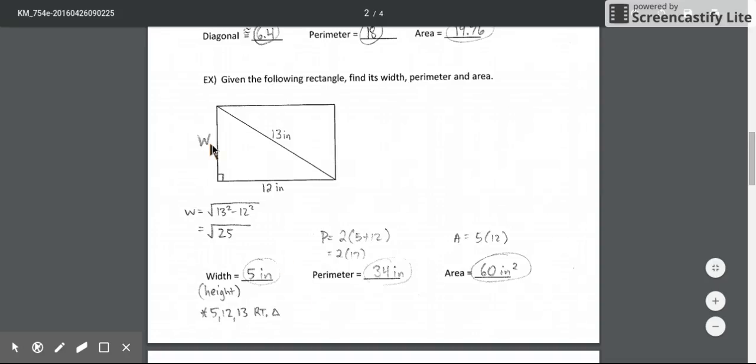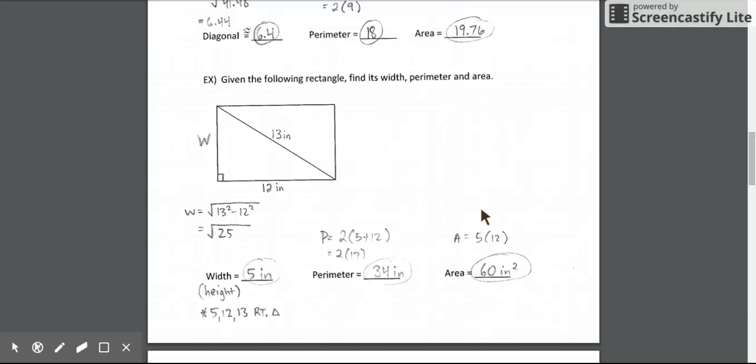So now that we have our width, let's call it, or you could call it the height. Now we can find our perimeter. We're going to add up our base and height. So 5 plus 12 is 17, and then we're going to double that and get our perimeter is 34 inches. To find the area, we just need to multiply our base and height, or length and width. So 5 times 12 is 60 square inches.